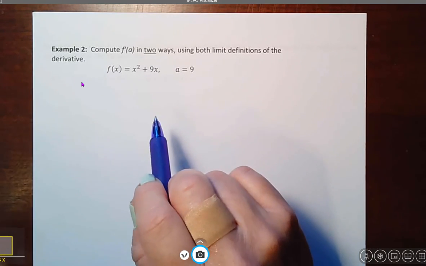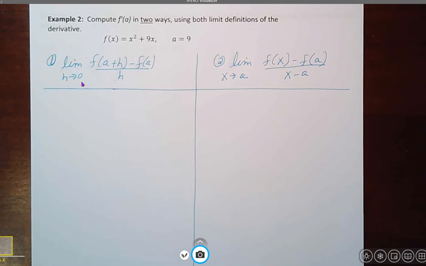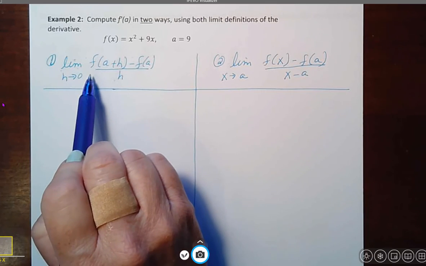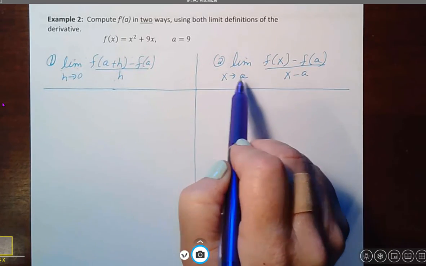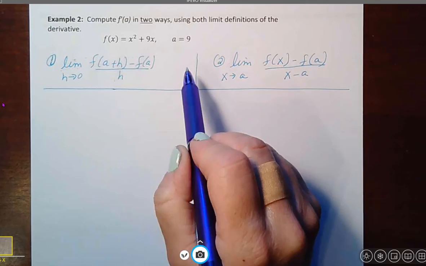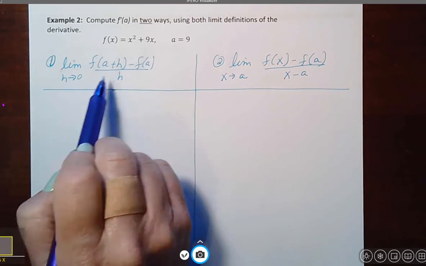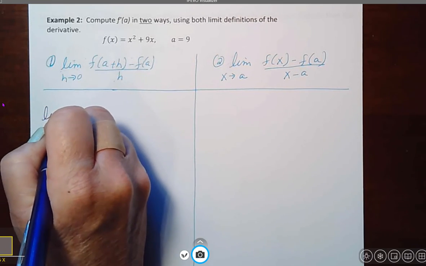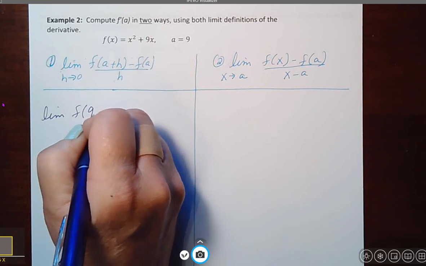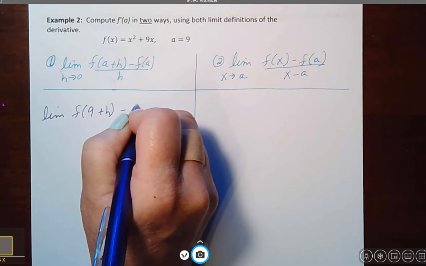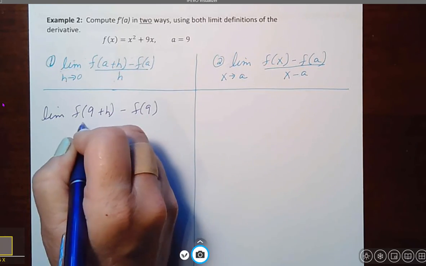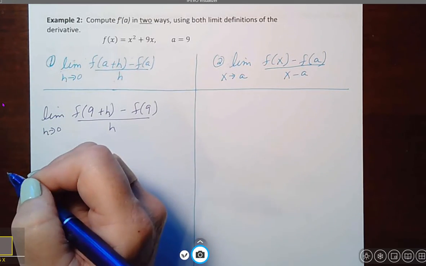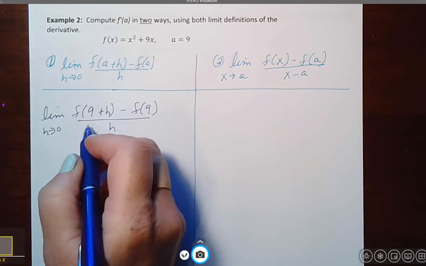So first of all, let's set it up. Okay, so I've gone ahead and just written out the formulas here. So here is one of our limit definitions. Here is our second limit definition. I just kind of divided it up to make it a little bit easier. Okay, so we know what a is. a equals 9. So that's my first step. This is going to be the limit of f of 9 plus h minus f of 9 all over h as h approaches 0.